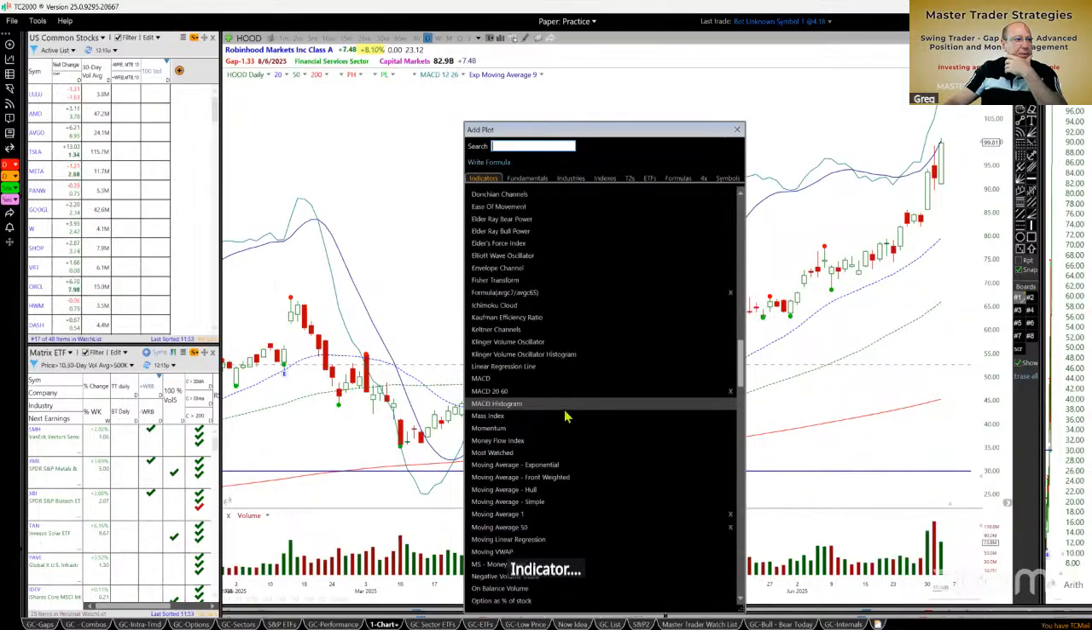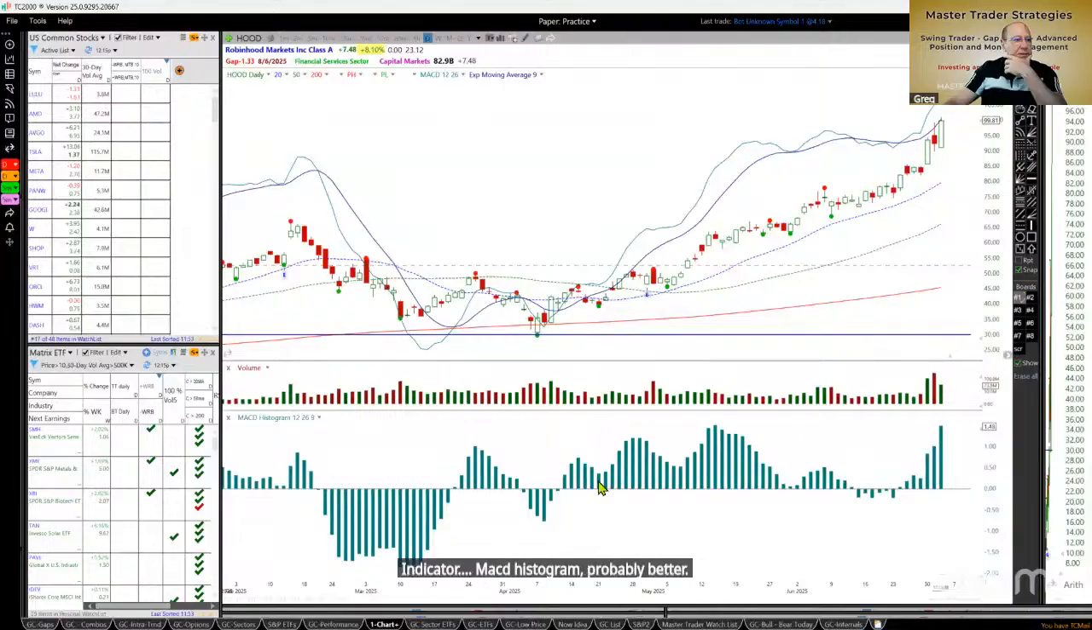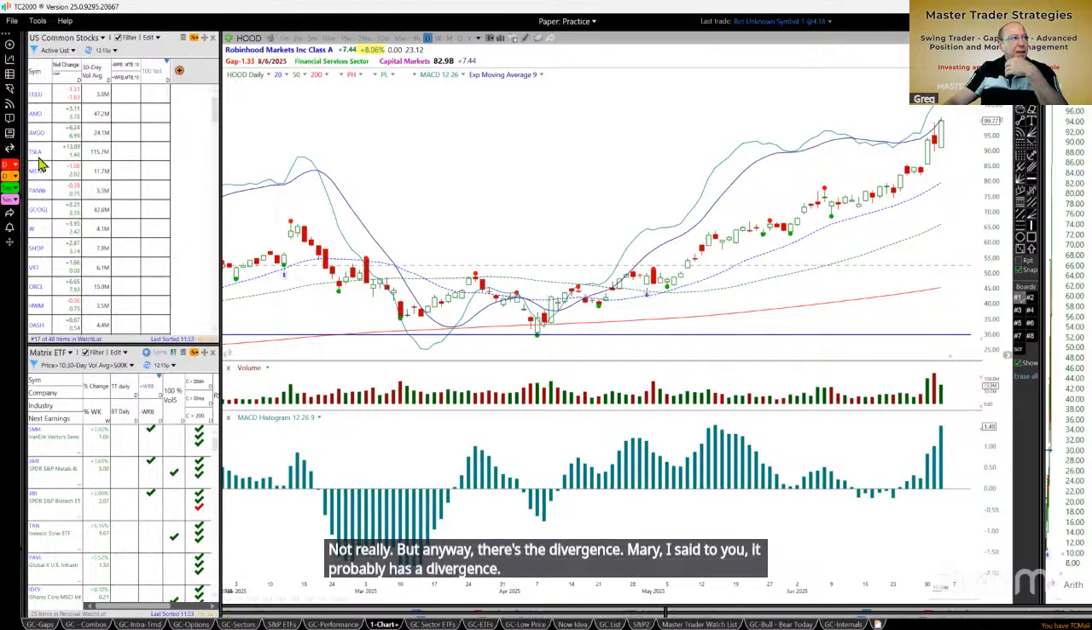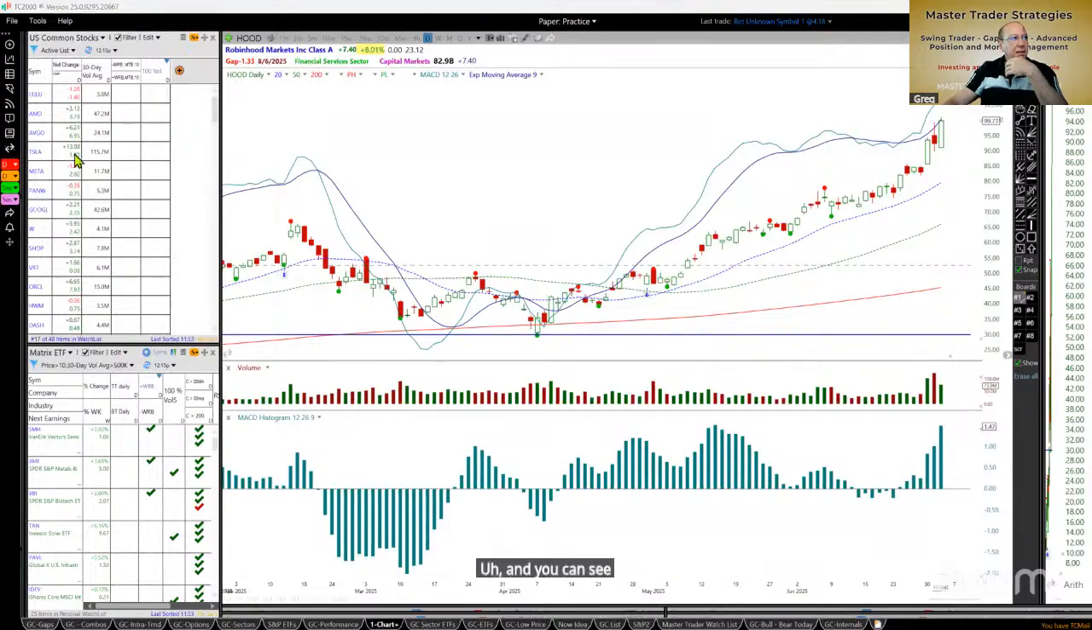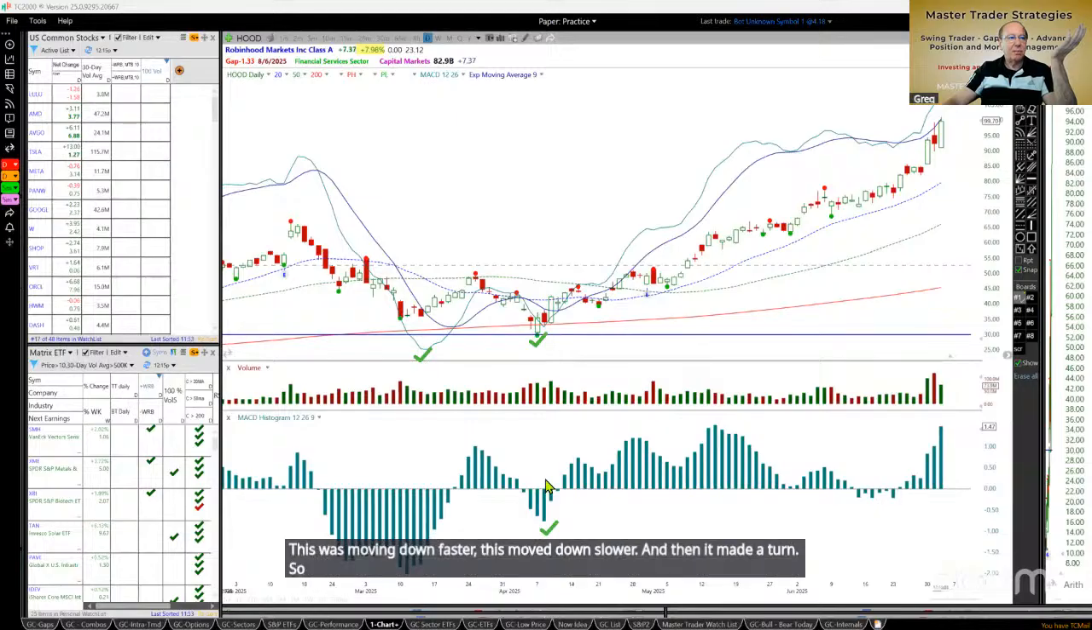MACD histogram, probably better. Well, not really. But anyway, there's the divergence. I said to you, it probably has a divergence. And you can see here, right, this made a lower low and this made a higher low. How did I know that? Because of the way prices were moving. This was moving down faster, this moved down slower, and then it made a turn.